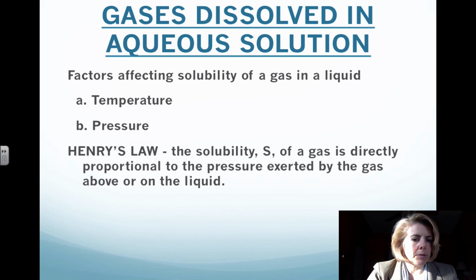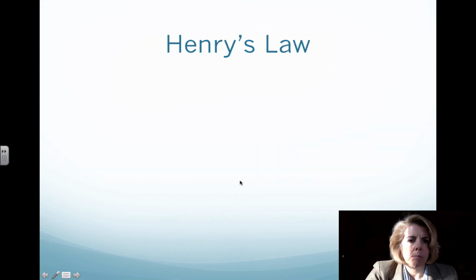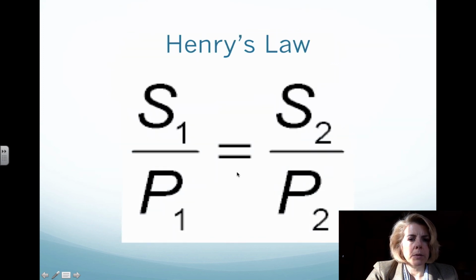So there's what we call Henry's law, and with Henry's law, we're looking at the solubility of a gas in a liquid. So it actually is related to pressure. So this is the formula that you will need to know. So notice that you have solubility 1 divided by pressure 1 equal to solubility 2 divided by pressure 2. So you'll have 3 of these variables, and you'll be solving for the 4th variable.